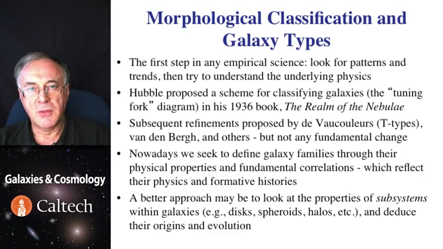He proposed what's still used as the Hubble classification, or Hubble types, in a popular book, The Realm of the Nebulae. And that led to the famous tuning fork diagram, which I'll show you in a moment. Hubble's classification was subsequently refined or extended by de Vaucouleurs, van den Bergh, and others, but the basic things haven't really changed.